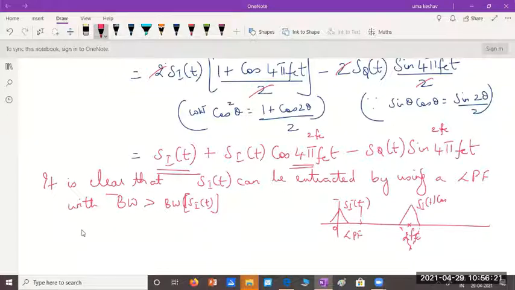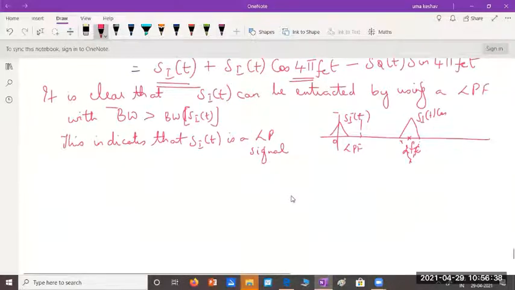So what does that indicate? This indicates that S_I of t is a low pass signal.